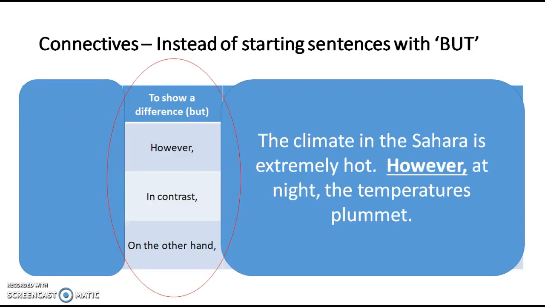Similarly with "however", so the climate in the Sahara is extremely hot, full stop, however, comma. As you will notice, the connective is in the middle of the sentence, the first word, and is followed by a comma. And we could replace "however" with "in contrast" or "on the other hand". So, extremely hot, full stop, however, comma, at night the temperatures plummet.